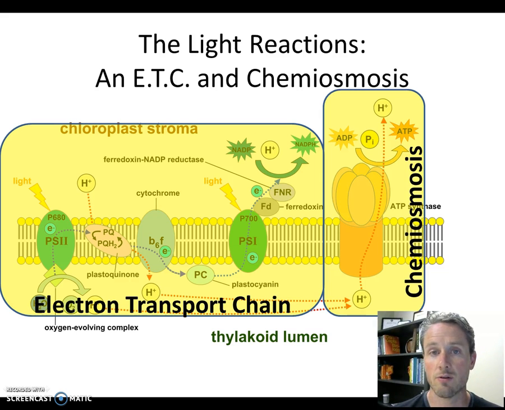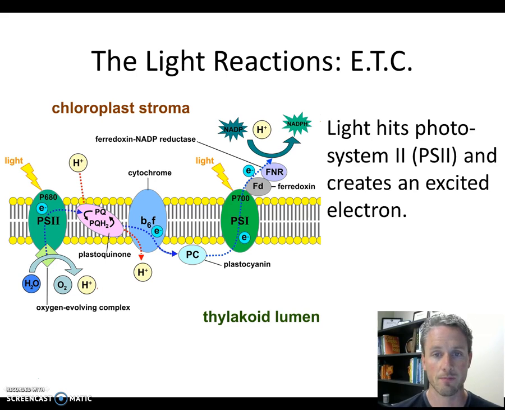Step two is on the right side of the diagram. It is chemiosmosis. We have also talked about chemiosmosis in the past when we talked about cellular respiration. So we'll look at how this chemiosmosis is similar. In fact, this chemiosmosis is pretty much identical. But again, we'll talk about those details in just a minute. So let's look at these two steps closely, and we'll begin with the electron transport chain.